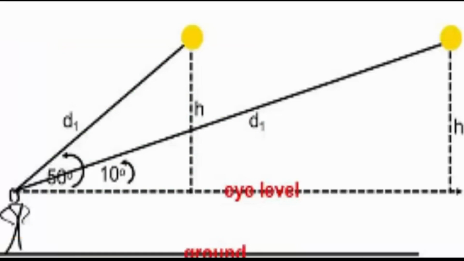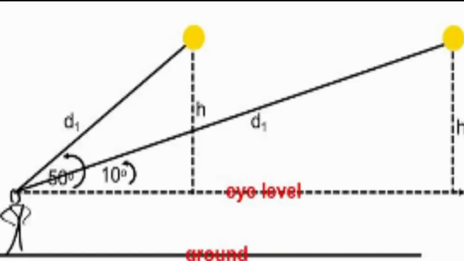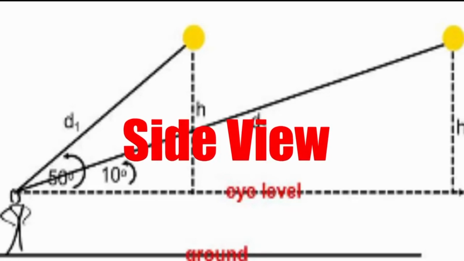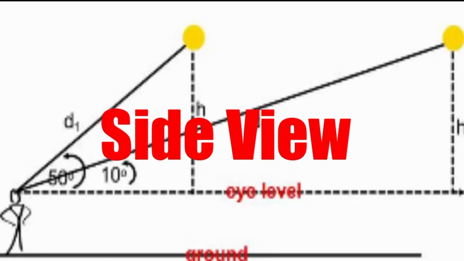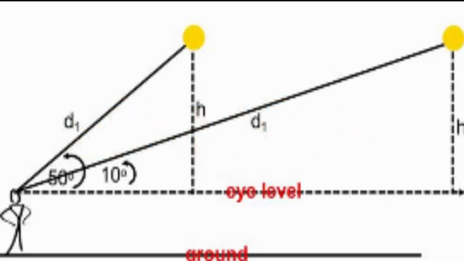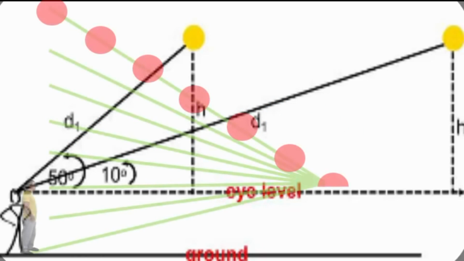It's true that this drawing is an accurate representation of the actual relationships and positions of the observer to the sun, but it's a non-perspective side view representation. So this diagram is not accurate at all as it relates to the perspective of the observer. If we add perspective lines, we get a completely different picture.